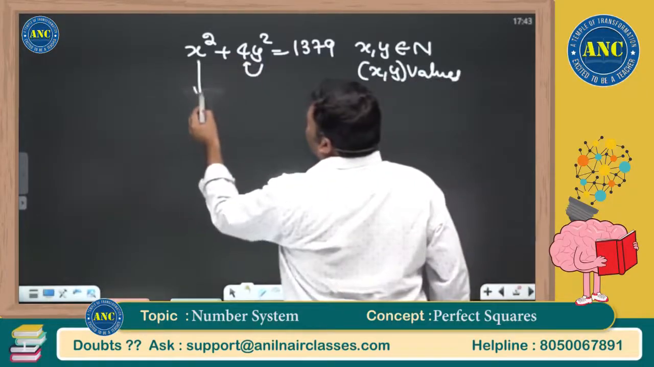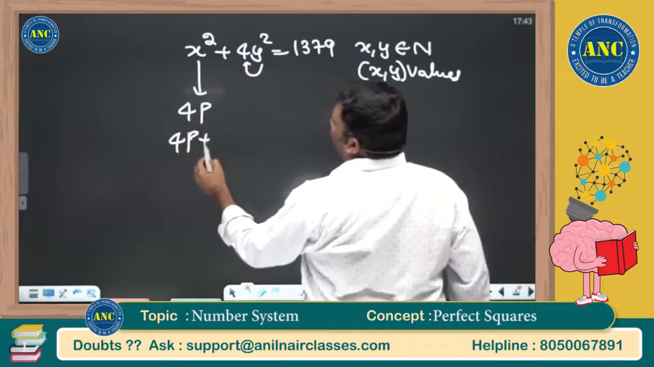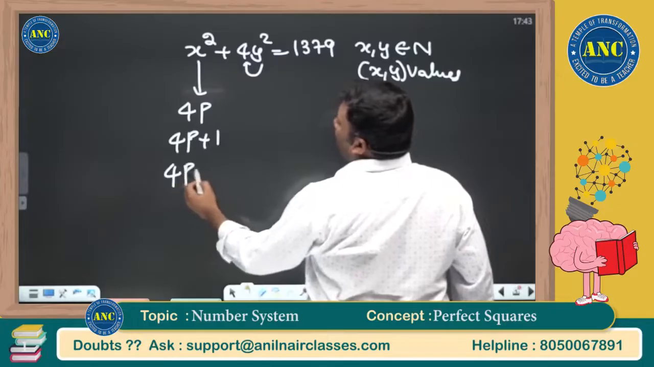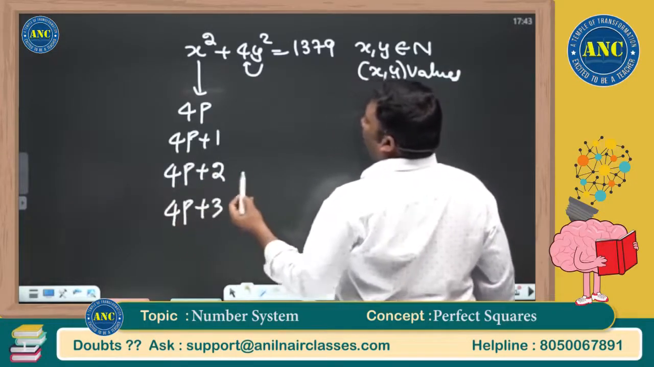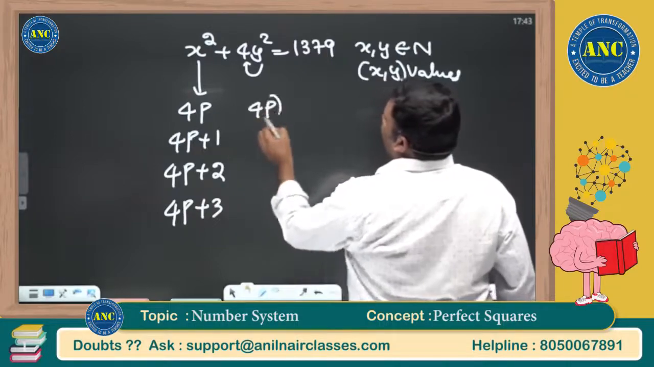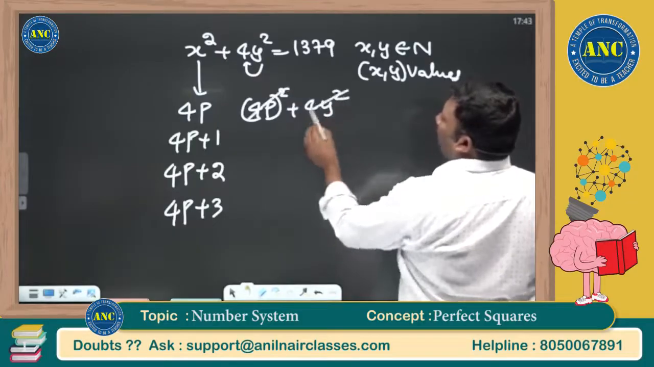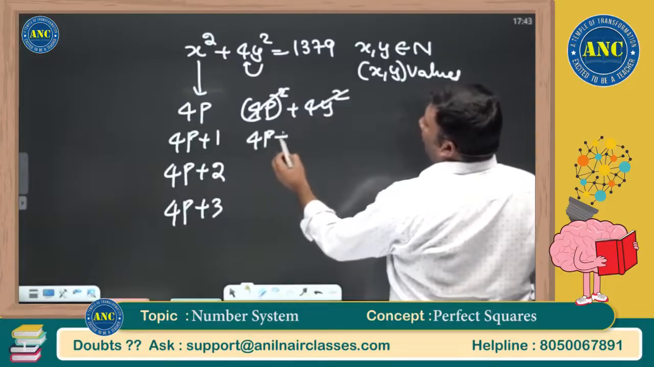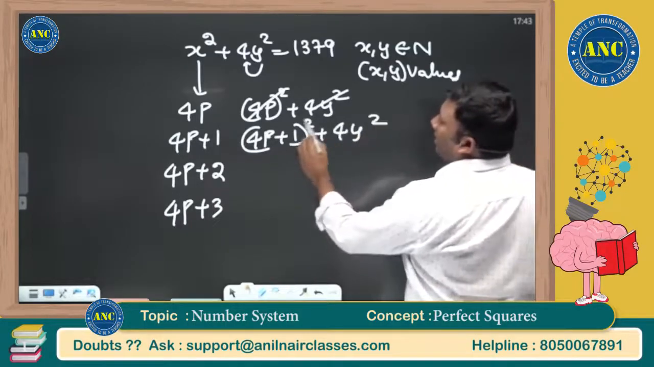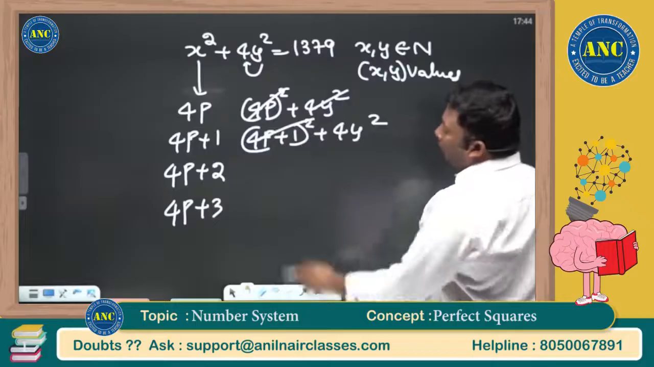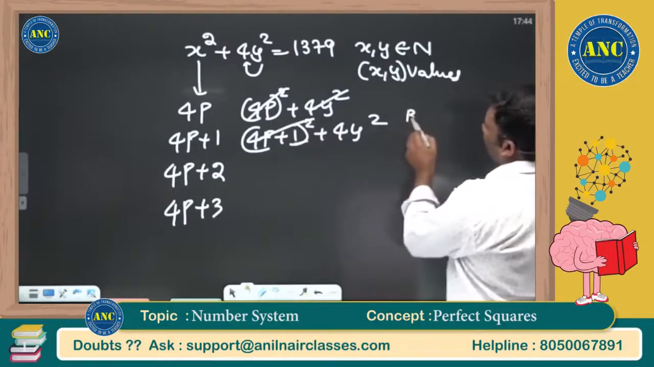So attack x in terms of 4. Any number when you divide by 4, either it will be perfectly divisible by 4, or it gives a remainder 1, or a remainder 2, or a remainder 3. These are nothing but 4p whole square plus 4y square, divisible by 4. Then 4p plus 1 whole square. You don't need to write it. Just by looking at the question, you can say 4p square is divisible by 4, 2 into 4p is divisible by 4, and the remainder is 1.